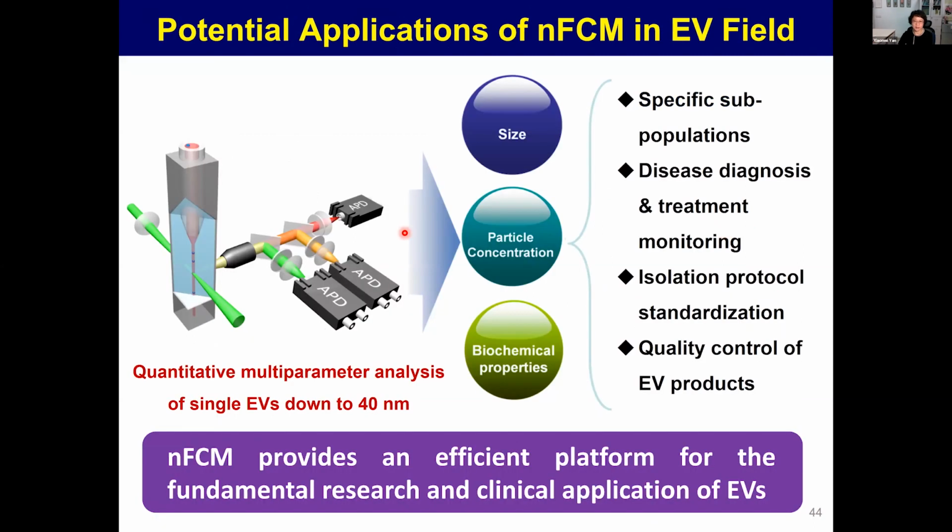So by providing rapid and multi-parameter analysis of single EVs down to 40 nanometers, nano-flow cytometry can determine specific subpopulations by measuring the protein expression. It can be used for disease diagnosis and treatment monitoring, and can also help to standardize and optimize the isolation protocol and for the quality control of EV products.